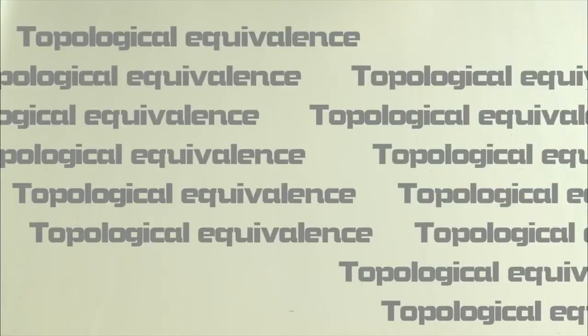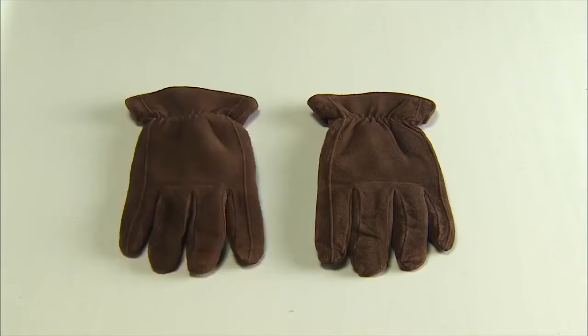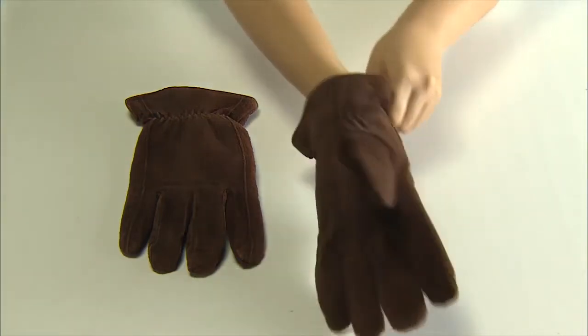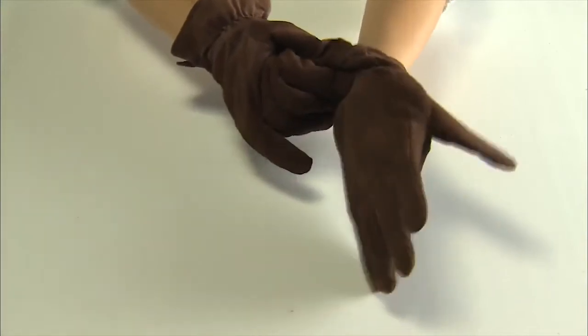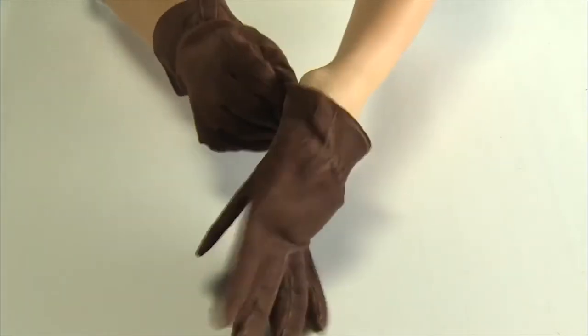Here's another example of topological equivalence. The gloves for our left and right hand are quite similar, but they're not the same in nature. They're unique. It's uncomfortable to wear a left-hand glove on our right hand, and vice versa. No matter how the glove is twisted, a left-hand glove will always be a left-hand glove, and a right one will always be a right-hand glove.